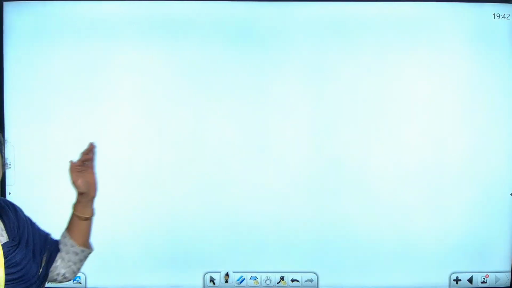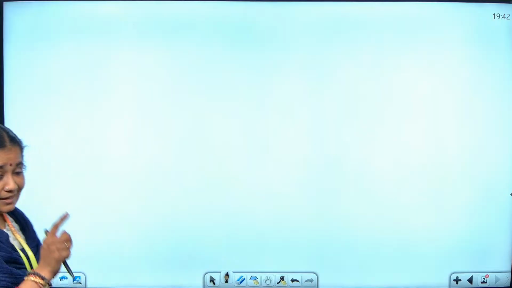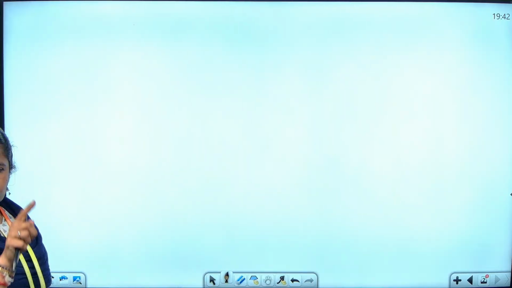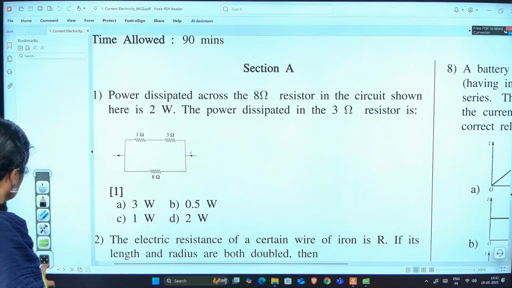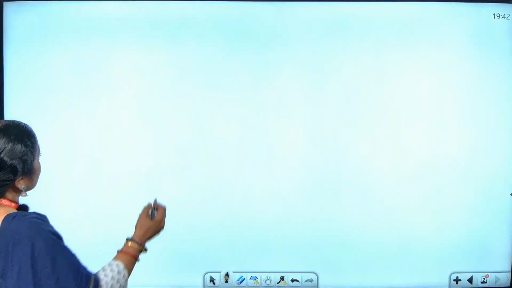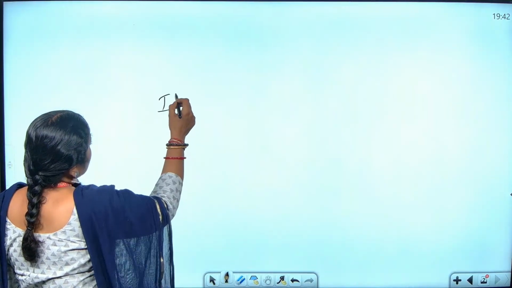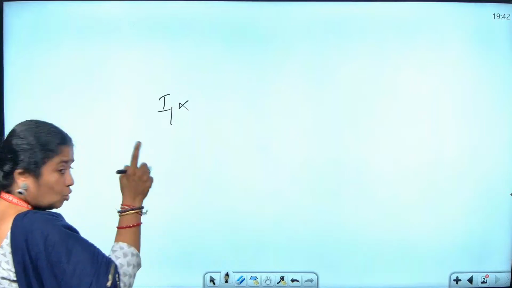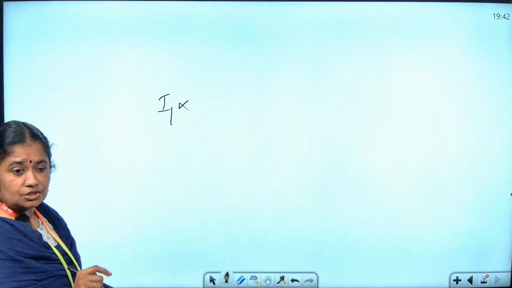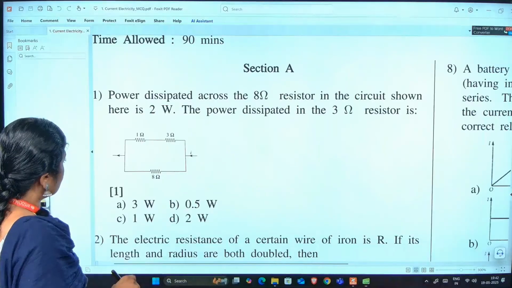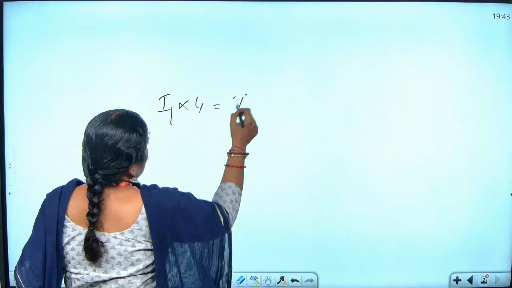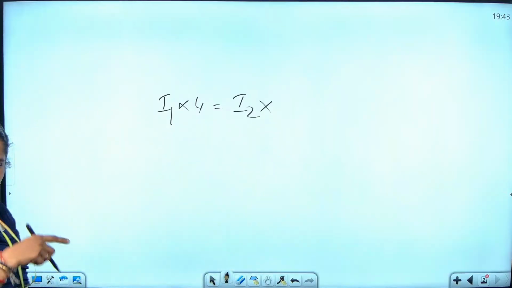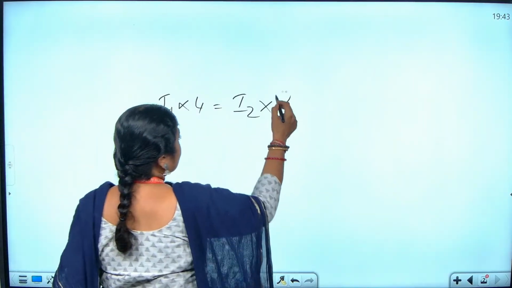So here we have a series and parallel combination. Here the current will be different for both the branches. Let the current through the first branch be I1 and the current through the second branch be I2. So what will be constant? Potential. So I1 into the total resistance in one branch. What is the total resistance in the first branch? 4. That will be equal to I2, the current through the second branch, into what is the resistance over there? 8.